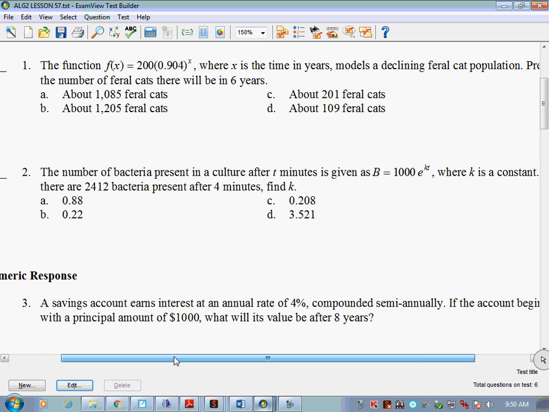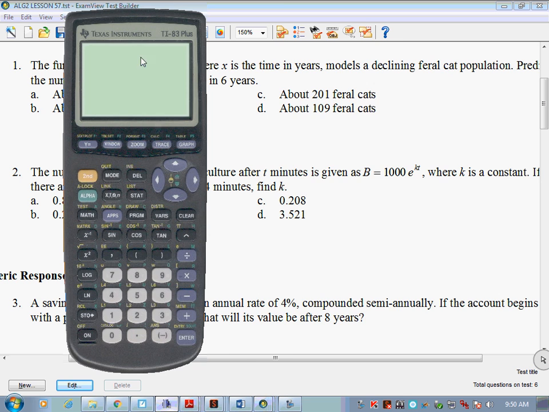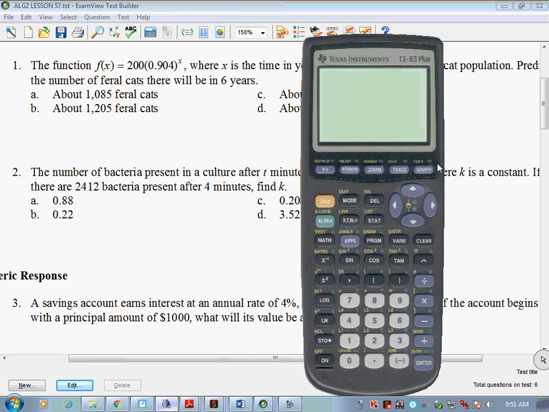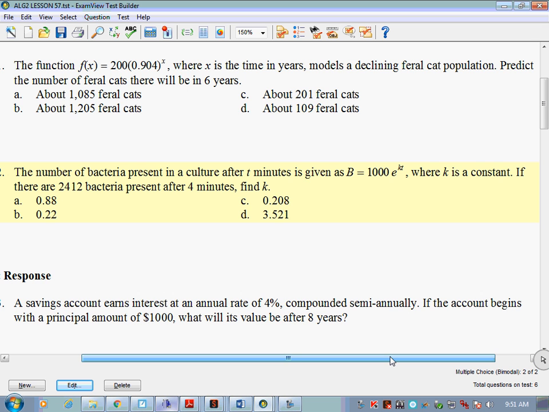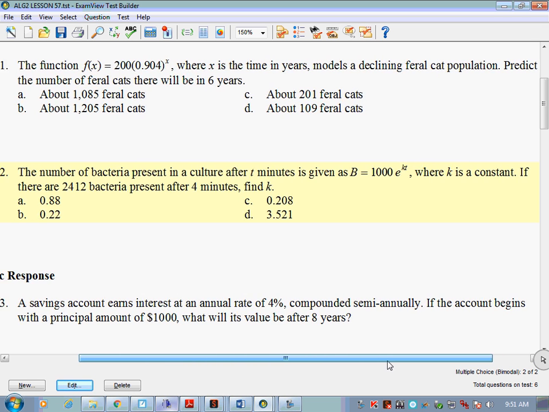Okay, on question number 1, it says the function f of x equals 200 times 0.904 to the x. Now, we should notice that this is an exponential decay because b is less than 1 but greater than 0. I'm going to be able to just plug this in our calculators, and I'll show you how. We want to know, where x is the time in years, models a declining feral cat population, predict the number of feral cats there will be in 6 years. So 6 is going to be my input.